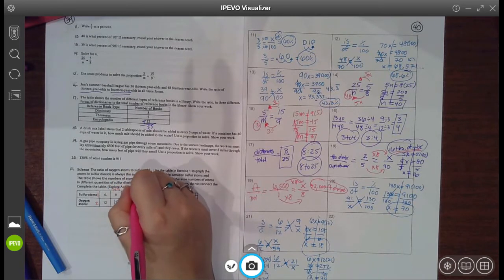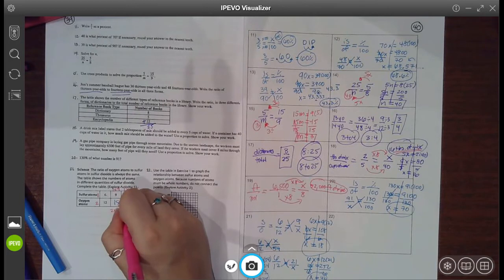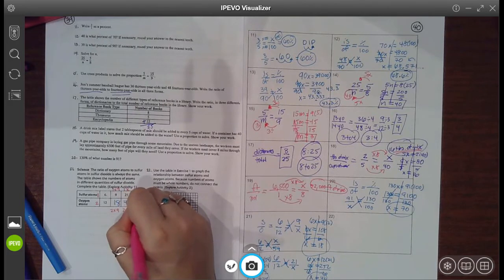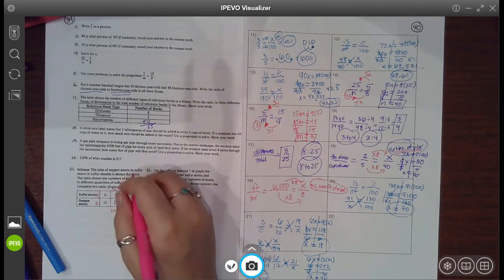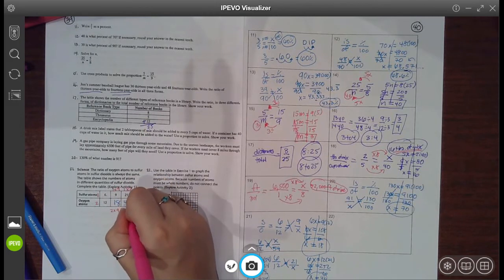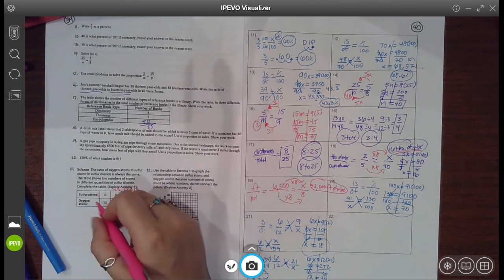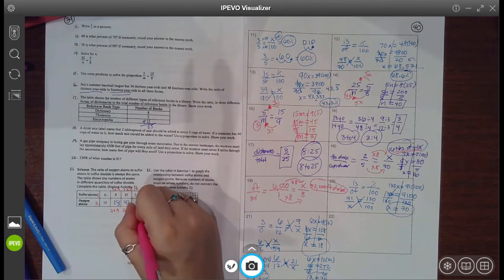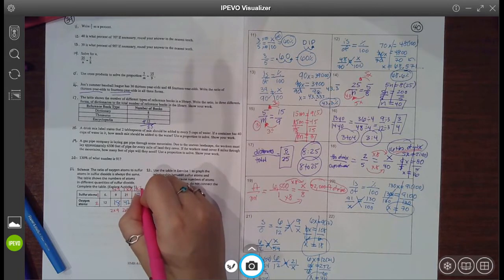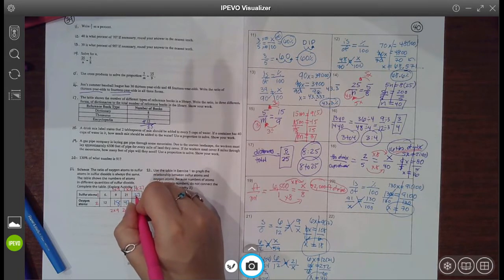So these are all going to be multiplied 1 times something. These are all going to be multiplied 2 times something. And 1 times what is 21? 21. So 2 times 21 gave me that 42. 2 times what gives me the 54? 27. So 1 times 27 is that 27.